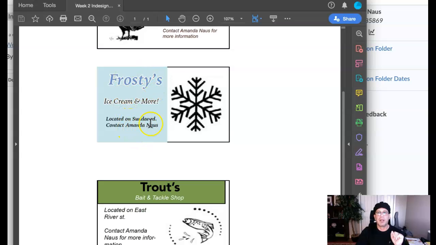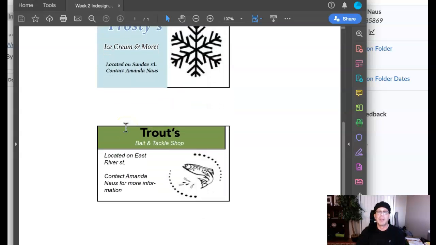Then over here we have Located on Sunday Road. Okay, and then you have a period, and then in the exact same typeface, the exact same style, the exact same weight, you have Contact Amanda Nows. So when the viewer looks at this, it appears as though the second line is a continuation. And these are not a continued thought. They're two different thoughts. One is Located on Sunday Street, and the other is Contact Amanda Nows. So these should apply some differentiation in that style in order to create some contrast, in order to create emphasis, right?